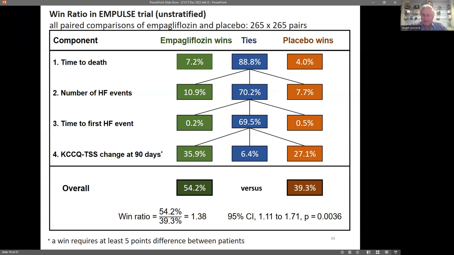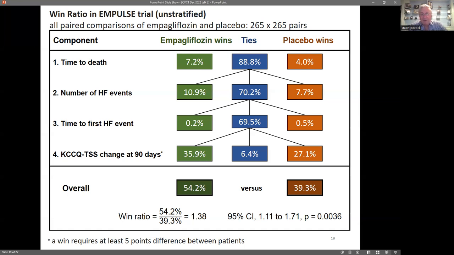Probably the number of heart failure events may be a better choice, but it's debatable. But don't do both in the same analysis, because the second one becomes, as you can see in that third line of green, blue, red, pretty well irrelevant. It's not making much difference.